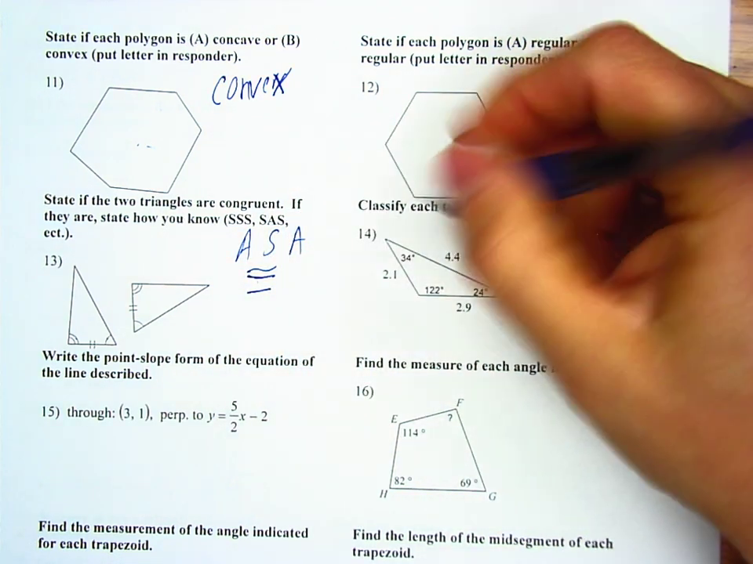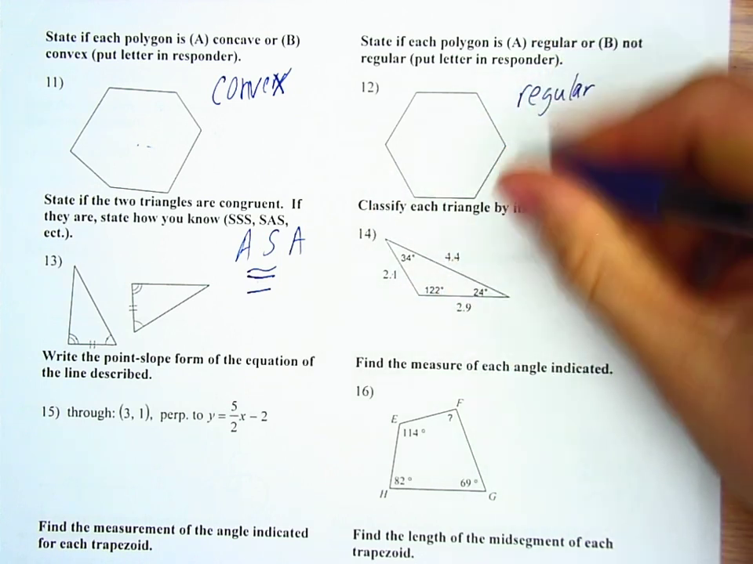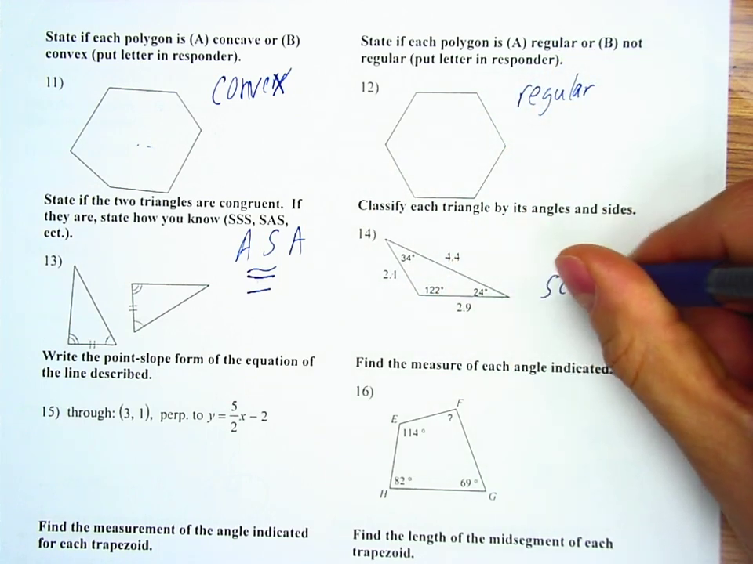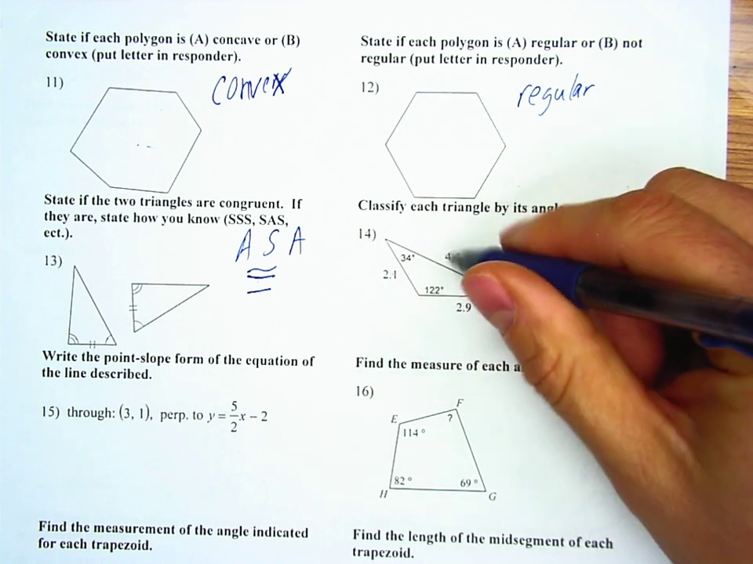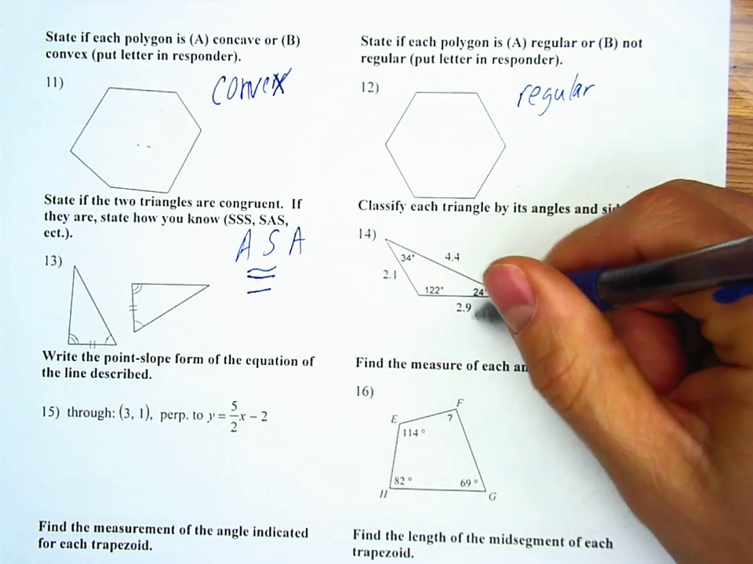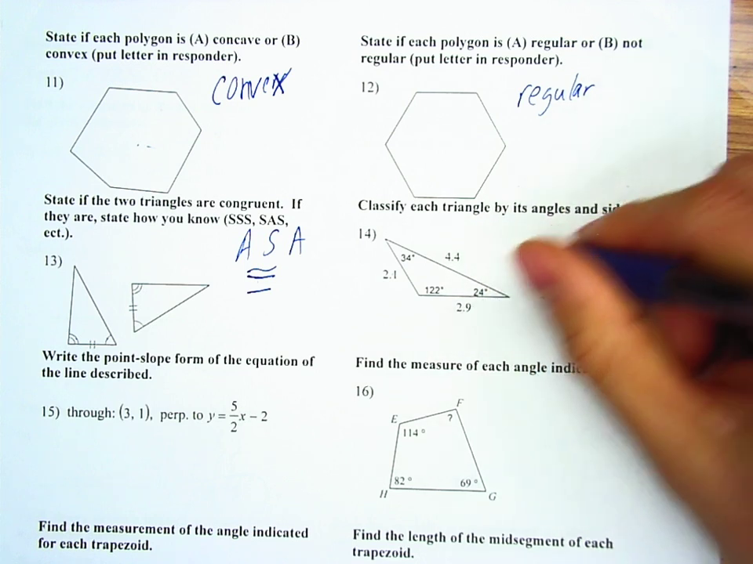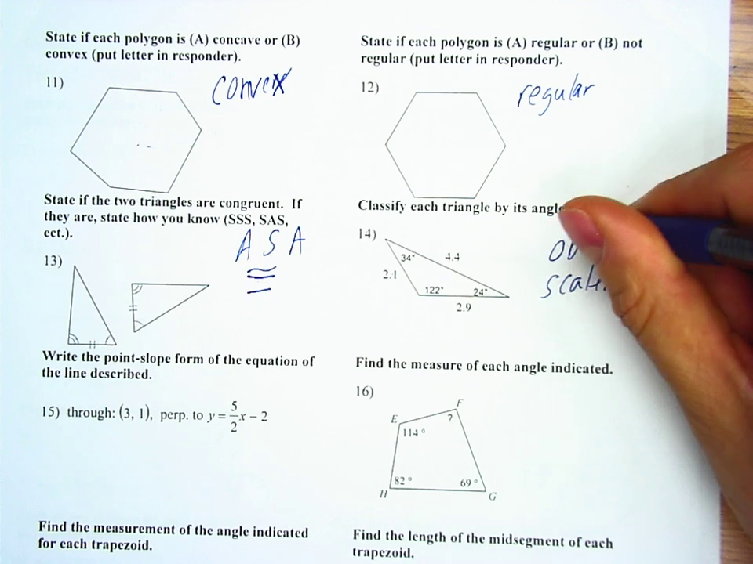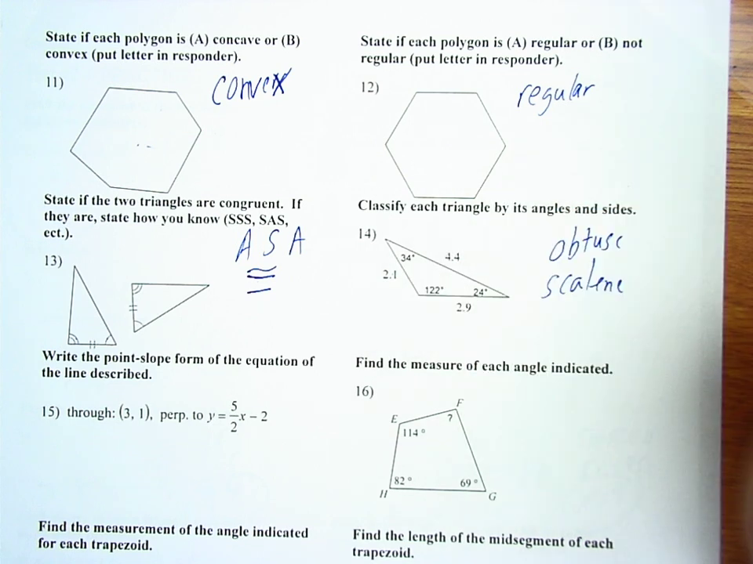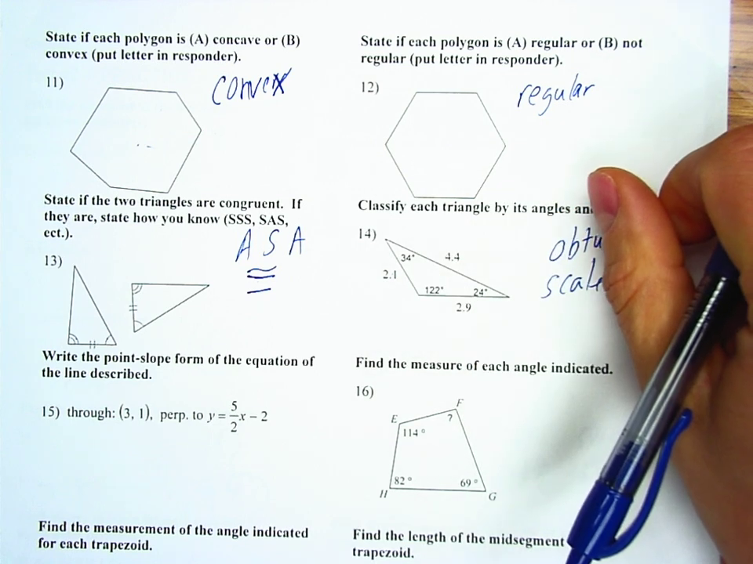All right, triangle classification. All these sides are different. So that's scalene. And because all the sides are different, it's not going to be anything like an isosceles or equilateral. It's scalene. And then the angle here is bigger than 90, less than 180, so that's obtuse. One of the angles is bigger than 90, less than 180.